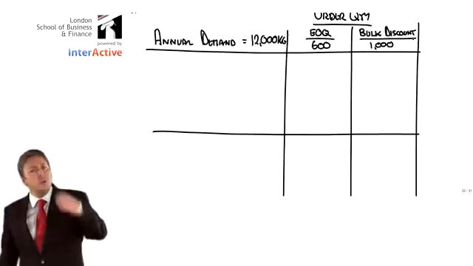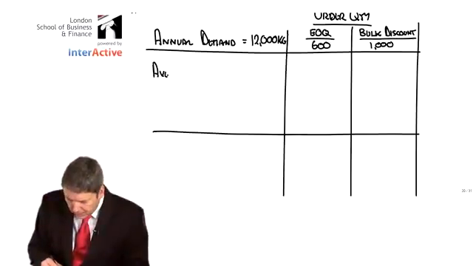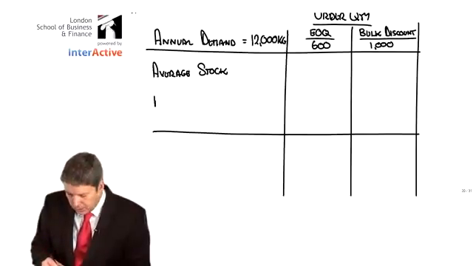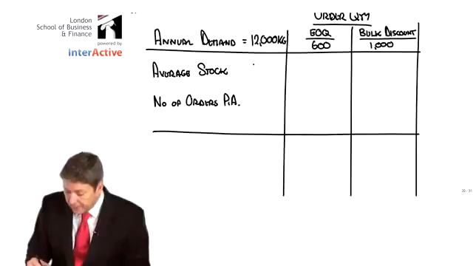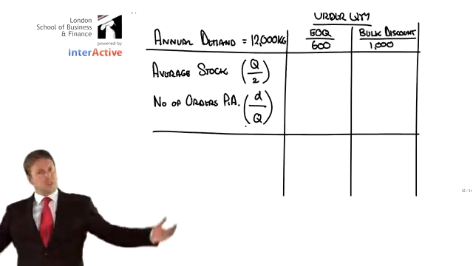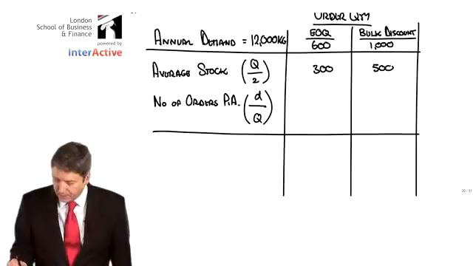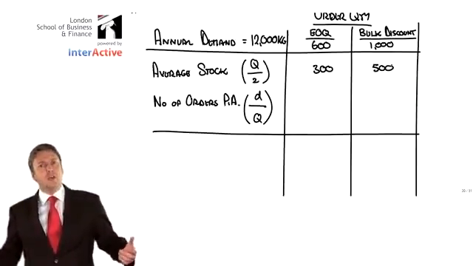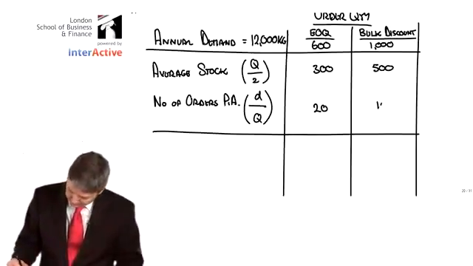And we don't have to, but we could do the sort of working we did before, just to make life a little bit easier. Because if you remember, the holding cost was determined by the average stock. And the ordering cost was determined by the number of orders per annum. To get the average stock, all we did here was to take the order quantity divided by 2. To get the number of orders, total demand divided by the order quantity. So it's not going to be too difficult. The average stock at the EOQ is going to be 300. The average stock at the bulk discount is going to be 500. The number of orders at the EOQ, 12,000 divided by 600, 20. At the point of bulk discount, 12,000 divided by 1,000, 12.